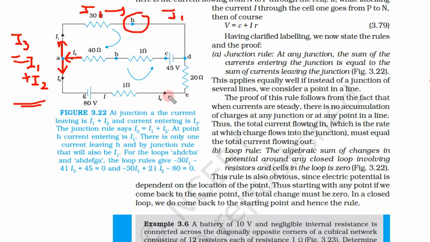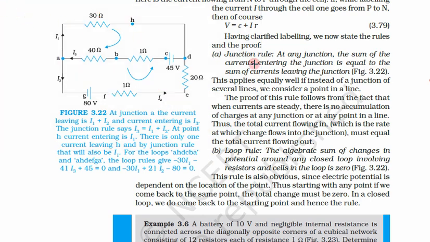Same here, if we create a junction at this point, current entering is I2, and current leaving this point is also I2. Current entering is I2, current leaving is also I2. So current entering the junction and current leaving the junction must be equal.